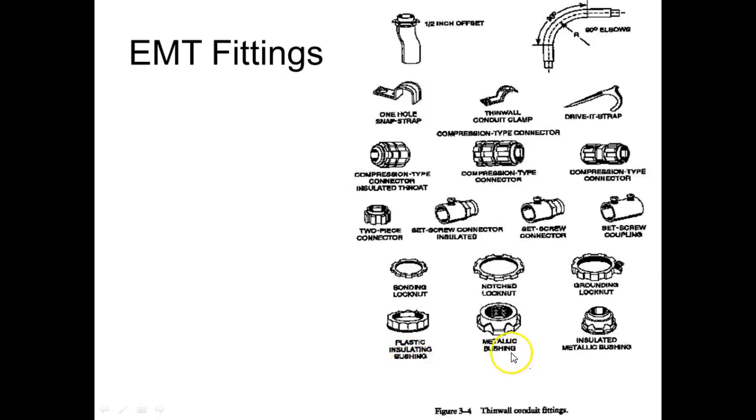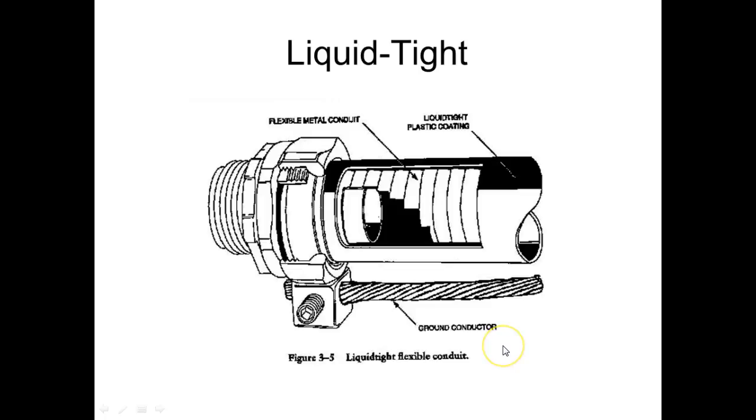Plastic insulated bushings, metal bushings, insulated metallic. So this is basically a watertight fitting, and that's what we just got through talking about. So what they have to do on a watertight fitting is they have to have a ground strap, right, to complete the ground. Are we okay?